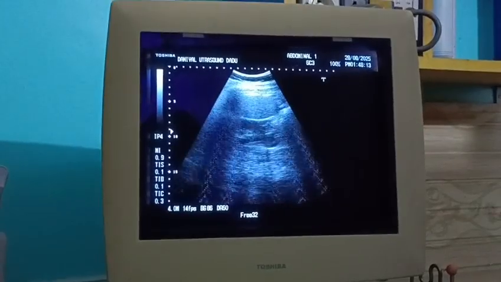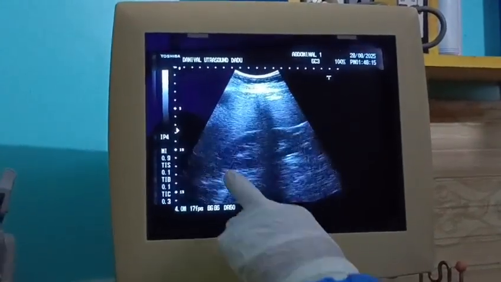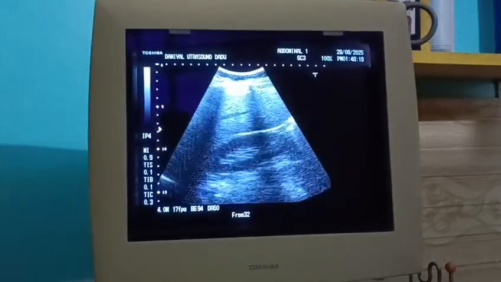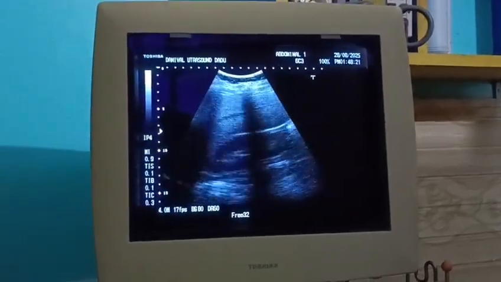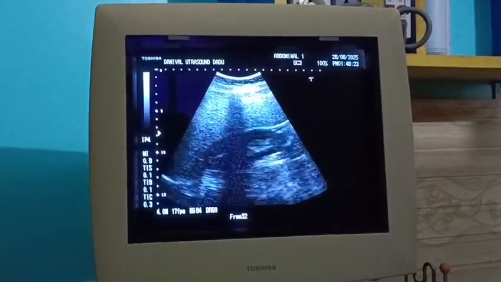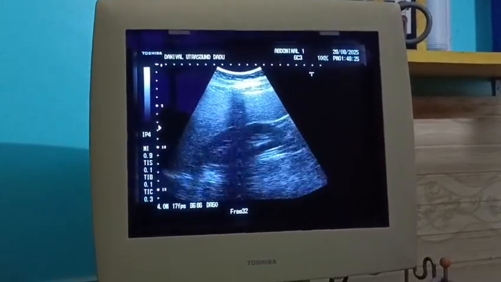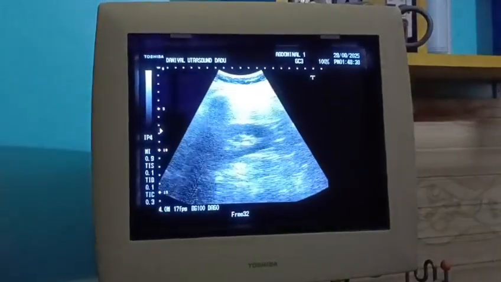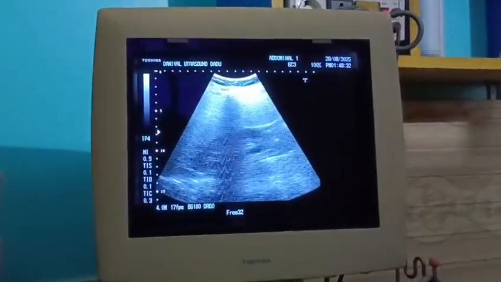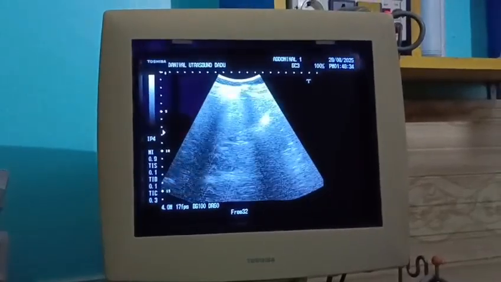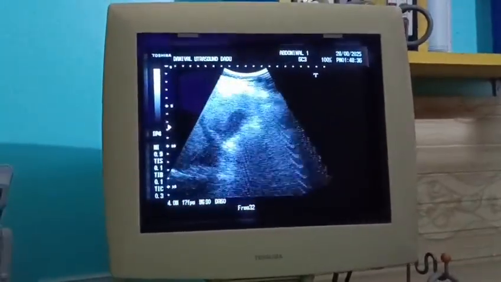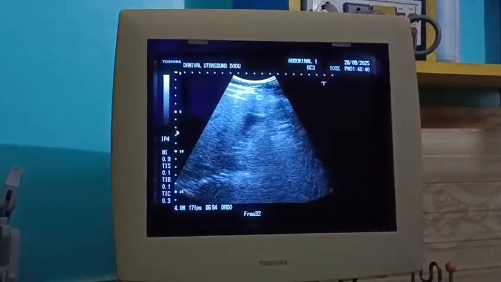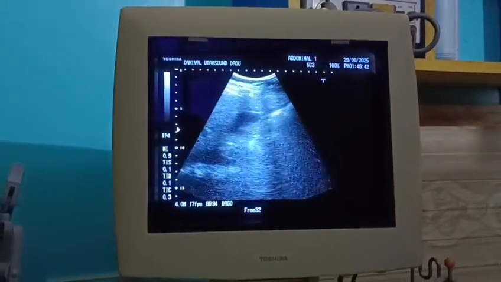And here is the right kidney. This is right kidney which appears normal in size, shape, contour is smooth, corticomedullary distinction is intact, and there is no stone, no hydronephrosis, no evidence of any pelvic ileal dilatation or stone. So this is gallbladder, cystic, showing no stone, no growth, smooth walls.